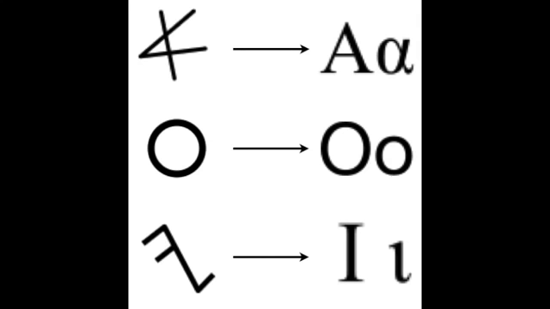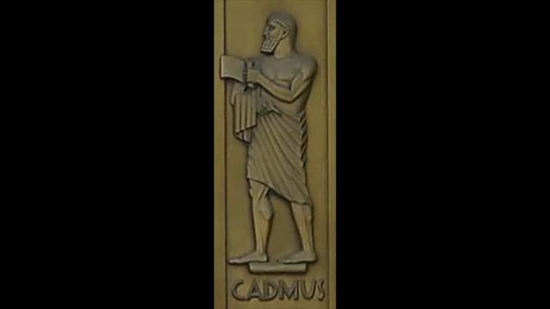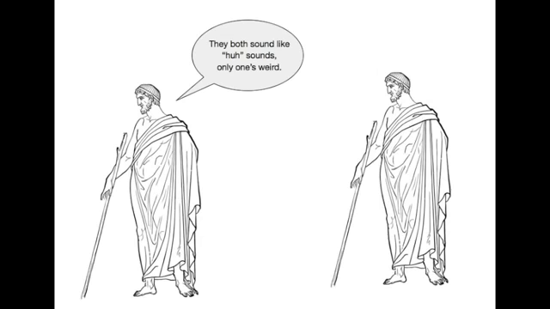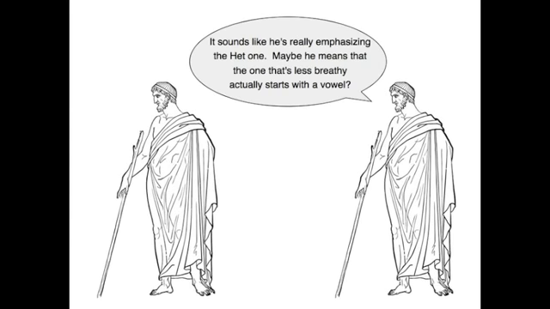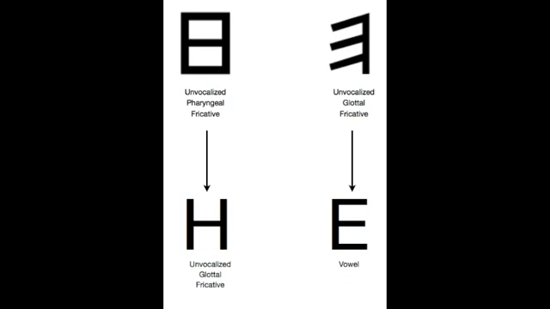Or at least that's the way it worked for three of them. See, one of the weird Semitic Phoenician sounds was pronounced h, and it was completely separate from the normal h sound. So Cadmus was like, okay, this letter is het and this letter is he. The Greeks looked at each other and were like, they both sound like h, only one's weird. It sounds like he's really emphasizing the het one. Maybe he means that the one that's less breathy actually starts with a vowel? Whatever, let's go with that. So the he letter became an e letter and the het letter became a h letter. We'll get to these two later, they're more interesting.